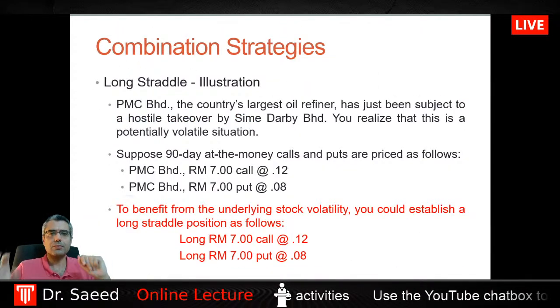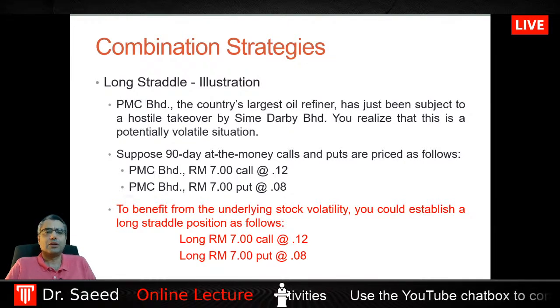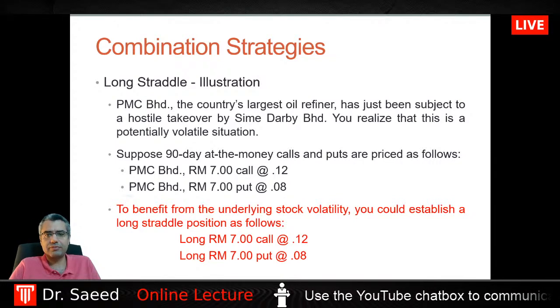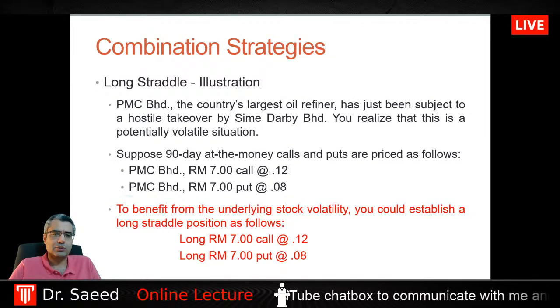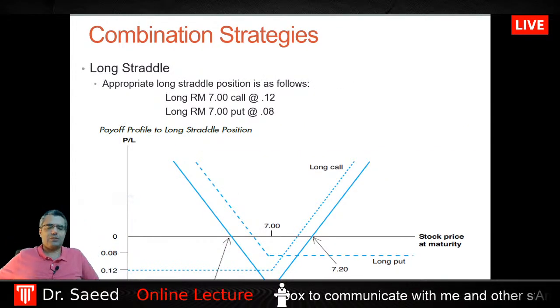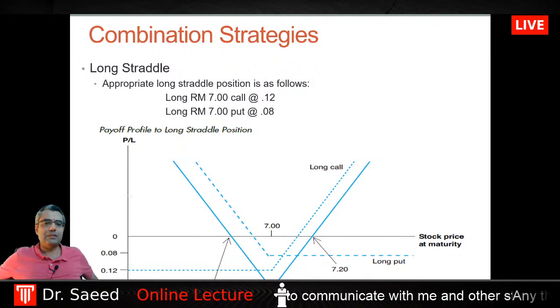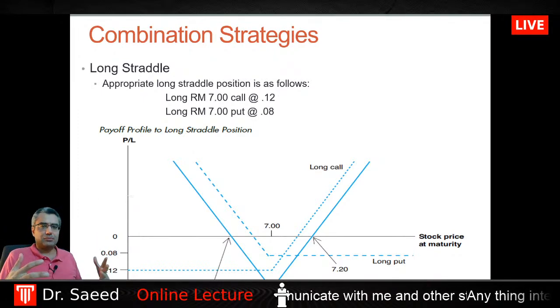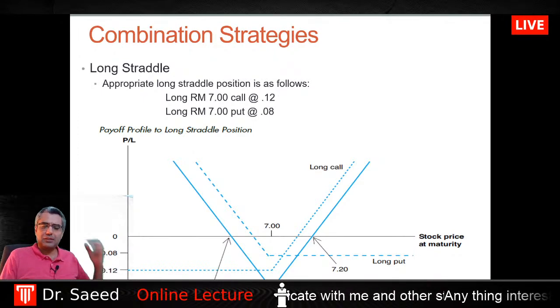Now, how to implement long straddle? Okay, the example is a company, it's the largest oil refiner, that has just been subject to a takeover bid. You notice that this is a potential fluctuation situation. So in this case, there are two options. Number one, the takeover happens or does not happen.